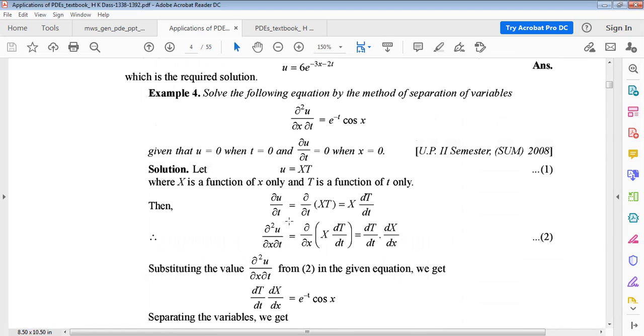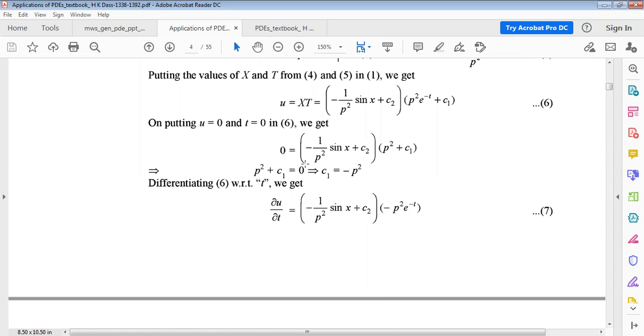Again differentiating 6 with respect to t. Why? Just putting this value, we have to differentiate u with respect to t. Understand? So from 6, taking differentiation, del u del t will be what? This is the constant p square e to the power t formula, e to the power t. Dividing with the coefficient of t, that means dividing with the coefficient of minus 1. Then minus 1. So we get this one.